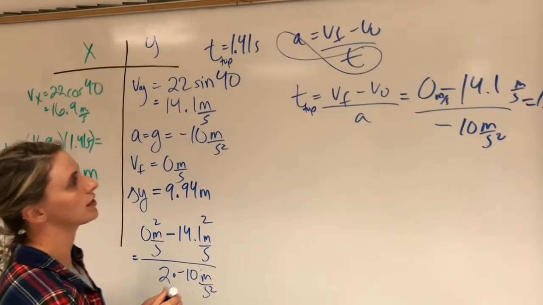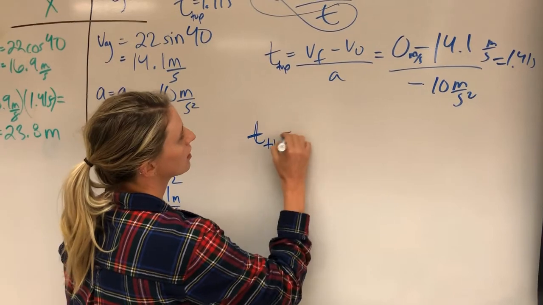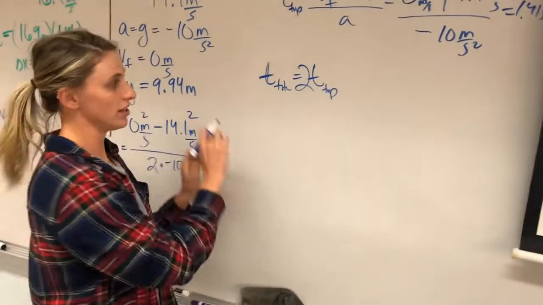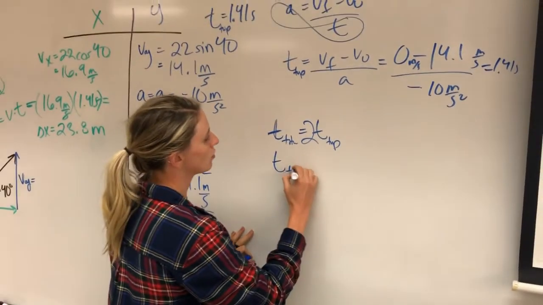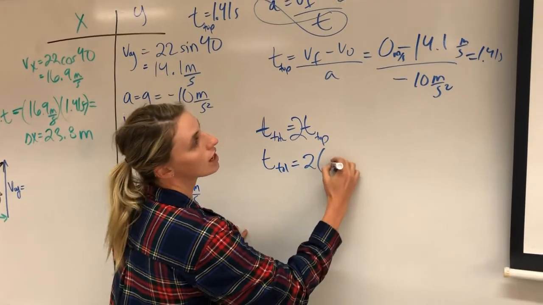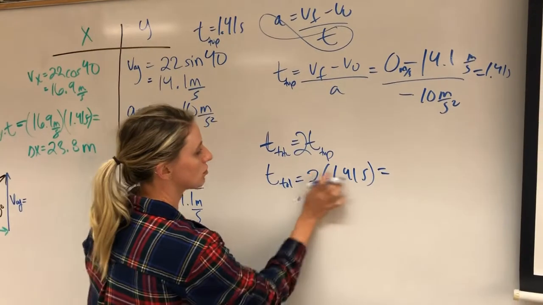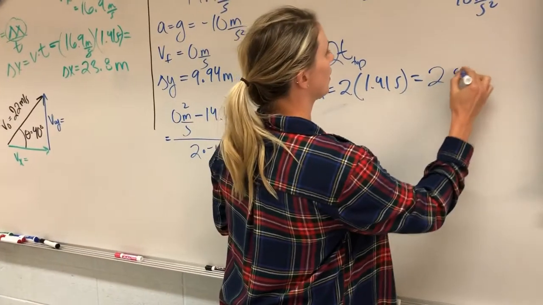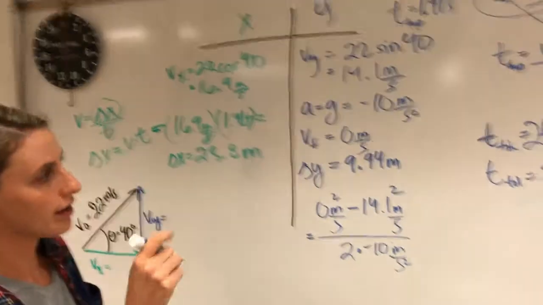So I'm going to come back over here. The time total equals the time to the top times 2, which makes sense, right? It's like 1, 2. So we're going to go ahead and say time total equals 2 times 1.41 seconds, which is going to give me 2.82 seconds. Okay, so now that's the total time the ball's in the air.